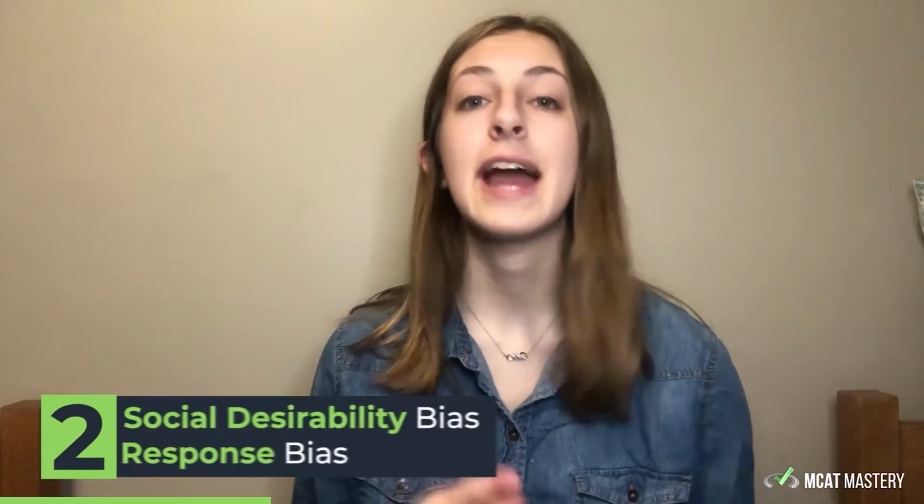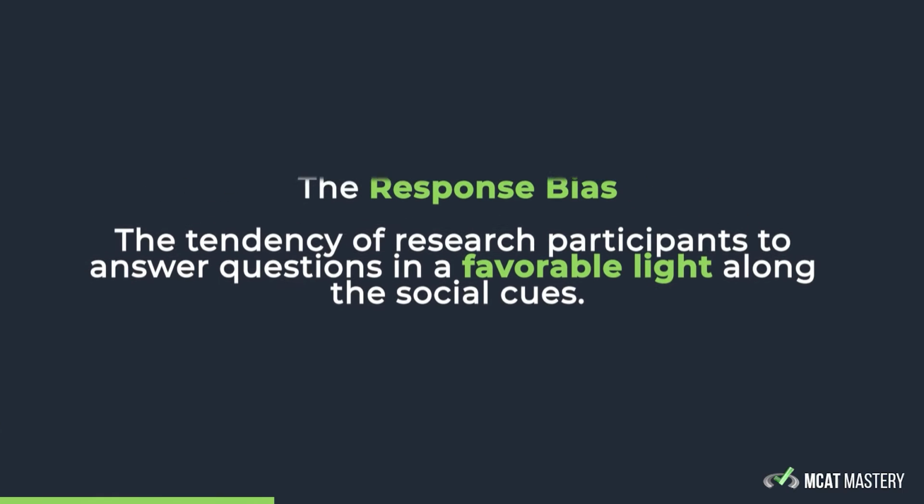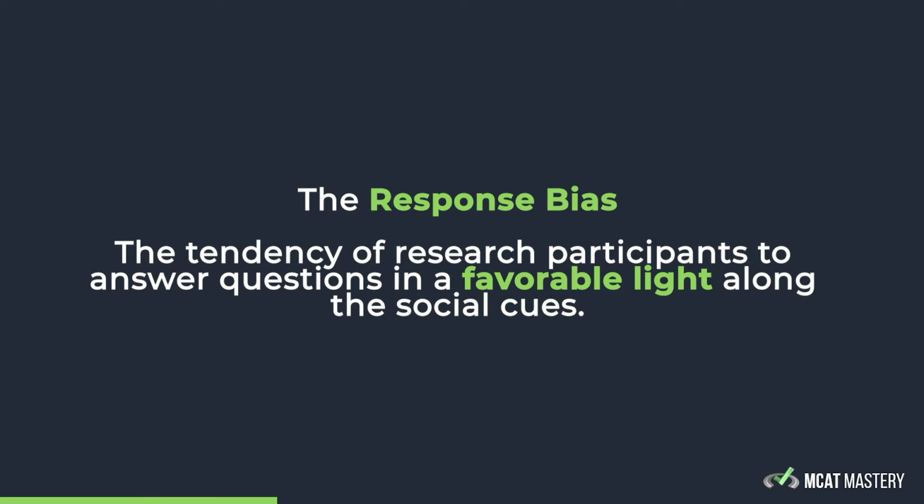The next type of bias we are going to talk about is the social desirability or response bias. And this simply is the tendency of research participants to answer questions in a favorable light along with social cues. So let's say you're being interviewed. You want to please your interviewer, even if you're not going to get a job from it, even if it's a strictly informational interview. We crave to please people that we're with. And in a study, right?